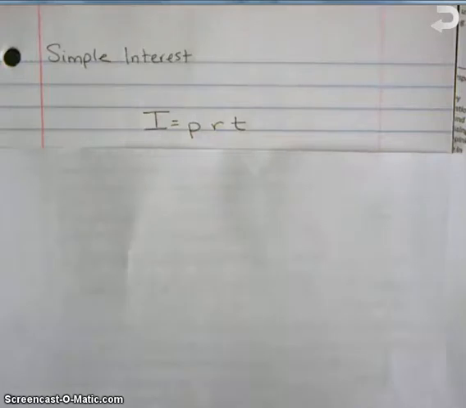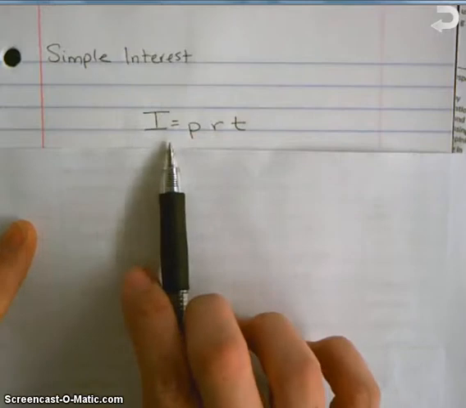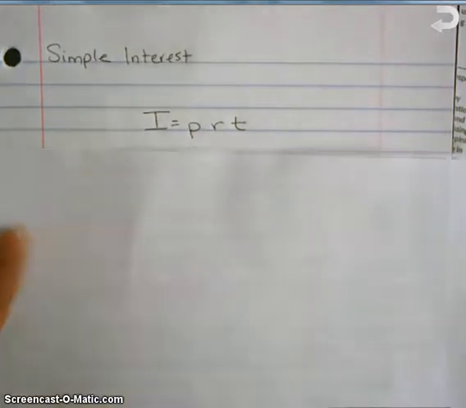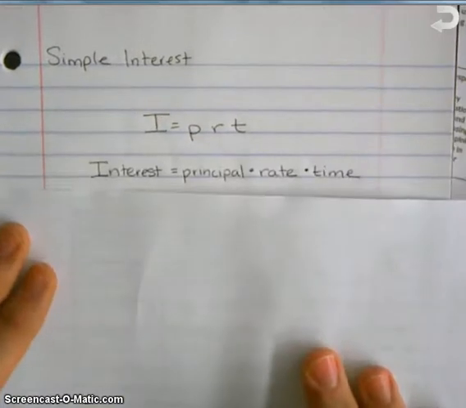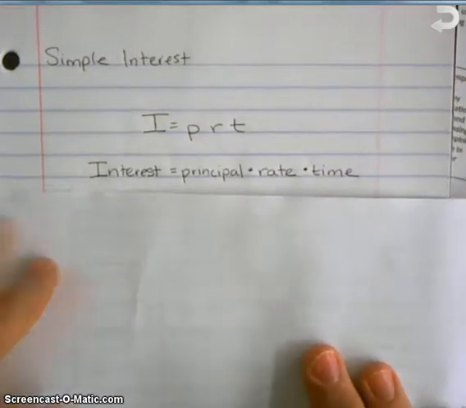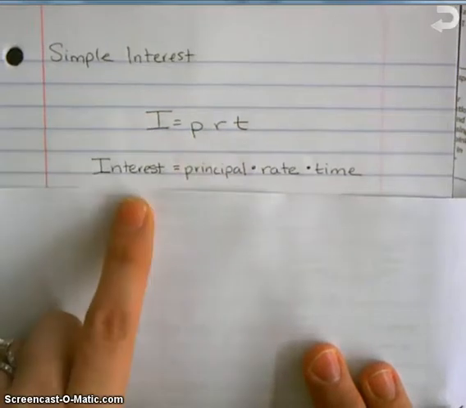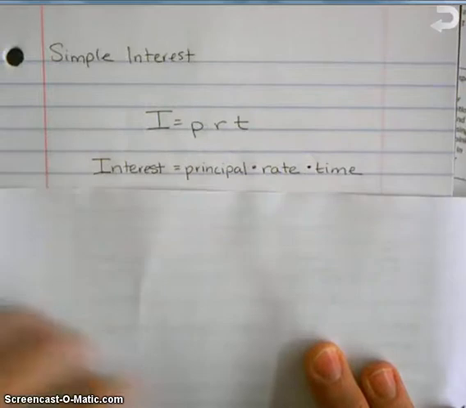Okay, today we're going to be talking about simple interest. When we talk about simple interest, we have a formula. This formula will be located on your mathematics chart. It's I equals PRT, but our mathematics chart doesn't tell us what each of these letters stands for. It's interest, principal, rate, and time. I stands for interest, principal is P, rate is R, and T is time.